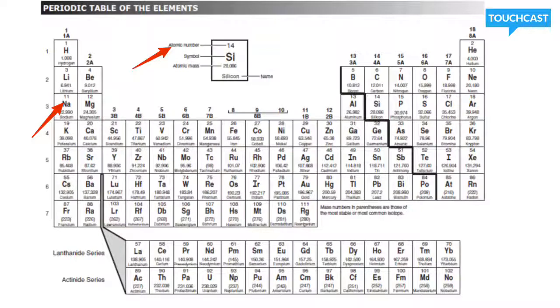So if you look here for sodium, the atomic number is 11. For silicon, it's 14. For carbon, the atomic number is 6. For iron, it's 26. For gold, it's 79. And for rubidium, it's 37, and potassium, 19. I'll let y'all solve the other ones on your own, and we'll move down to number 2.